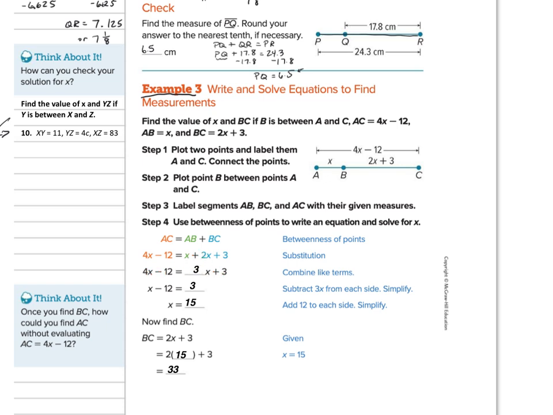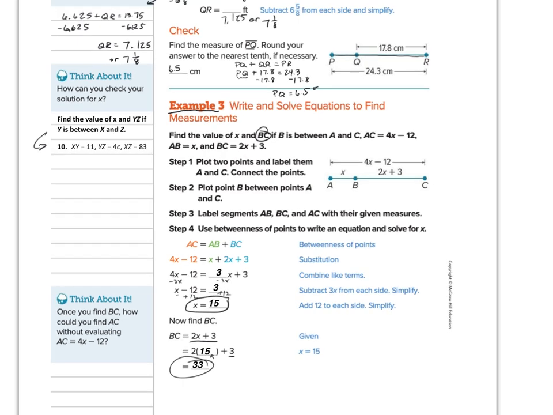They went ahead and did some inverse operations. It looks like they subtracted 3x from both sides. So we ended up with just x minus 12 is equal to 3. Then they added 12 to both sides. And then x is equal to 15. And that was the first part of the problem that they asked us to find. Then the second part they asked us to find was BC. So BC was the equivalent of 2x plus 3. They substituted in 15 for x. So 2 times 15 is 30. 30 plus 3 is 33. So there you go. We were able to find both values walking through that example number 3.